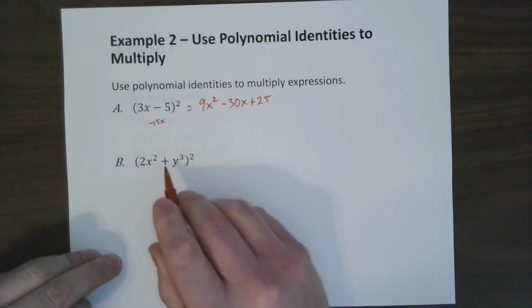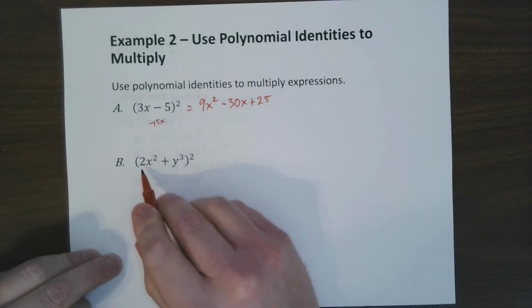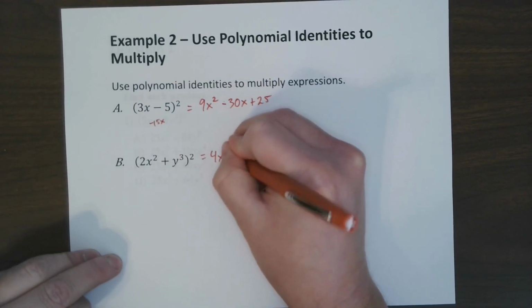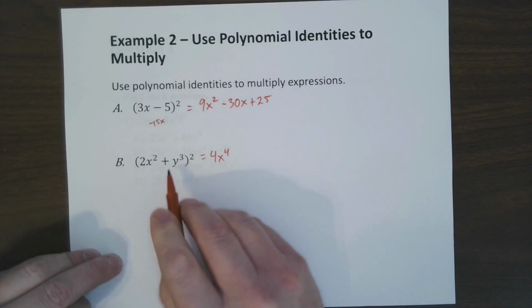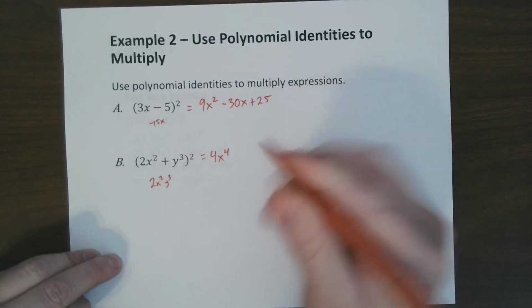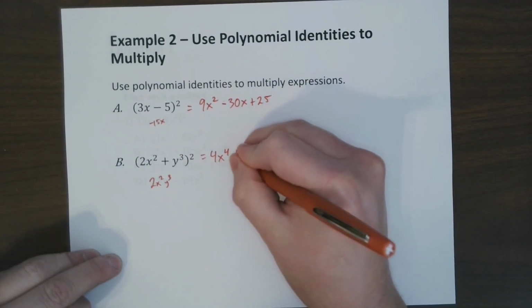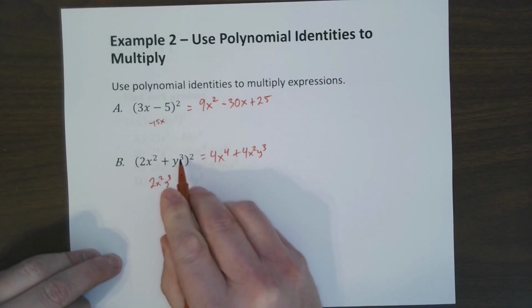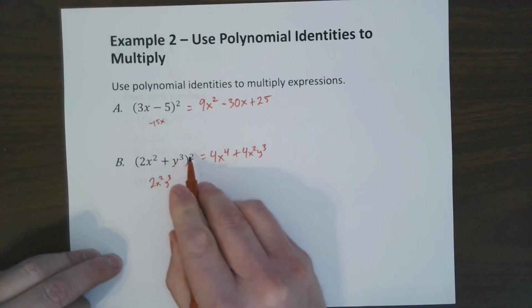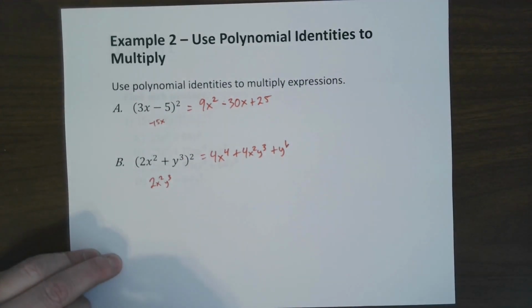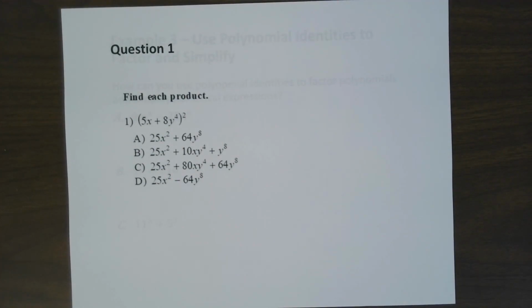So let's try it again, but now with exponents. So we go 2x squared times 2x squared, which is 4x to the 4th. Multiply these together, 2x squared y cubed, double it, plus 4x squared y cubed, and then square this one. Now the way you square exponents, you just multiply them together. So this would be plus y to the 6th. Try this problem.